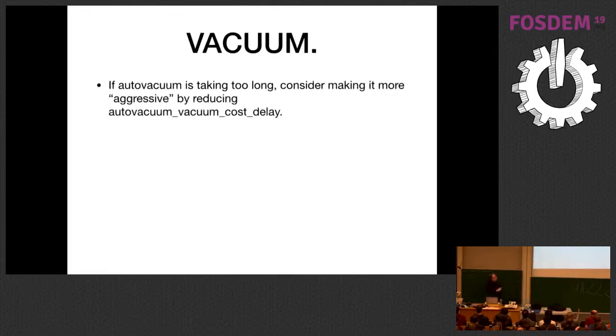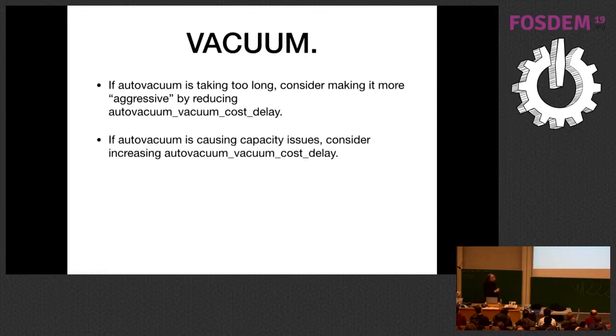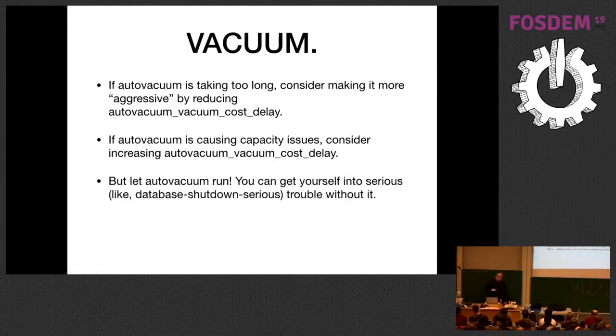My favorite first way of adjusting auto vacuum is using auto vacuum cost delay. If it's taking too long, you can consider making it more aggressive. So you make it really super aggressive and then discover it's destroying your system and you say, oops. And then you make it less aggressive by turning the dial the other way. But that's the first dial to turn. There's a lot more to be said about tuning vacuum, but this is kind of a breezy overview talk. Again, let it run. You can get yourself into real trouble if you don't.